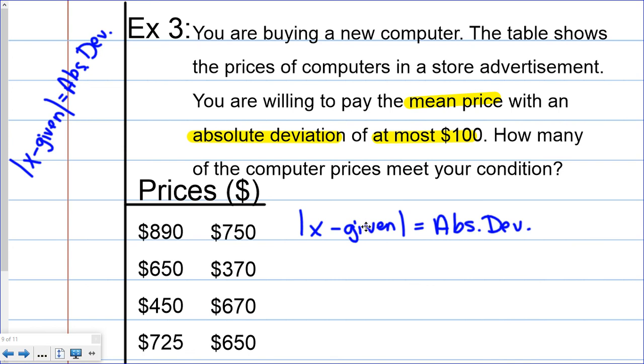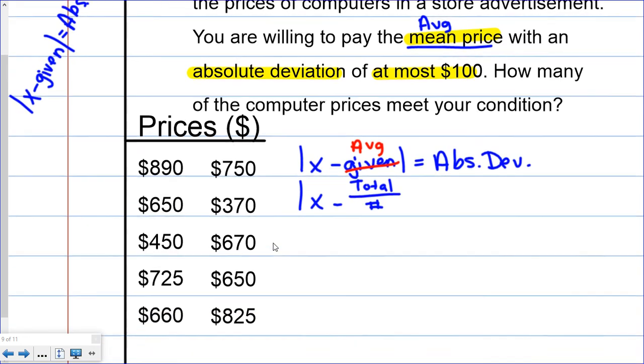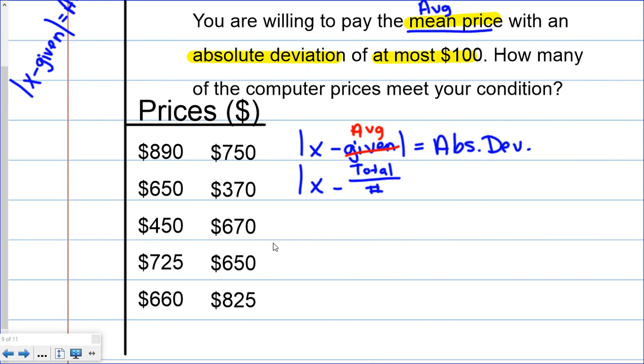So the given, well, it says you are willing to pay the mean price in this one. Mean means average. So for this problem, we're changing this given to average. To find the average, we're going to have the absolute value of x minus, well, the average is going to be the total divided by the number of places or prices. So let me scroll up so you can see them all. Let me finish my equation here.